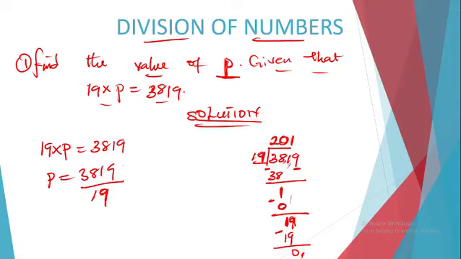Now it means that 3,819 divided by 19 will give us 201. Okay, this is equal to 201. You can as well punch it in your calculator and check if you get the same thing. Okay, to refresh your memory on what we've just discussed so far, take the test on the screen.